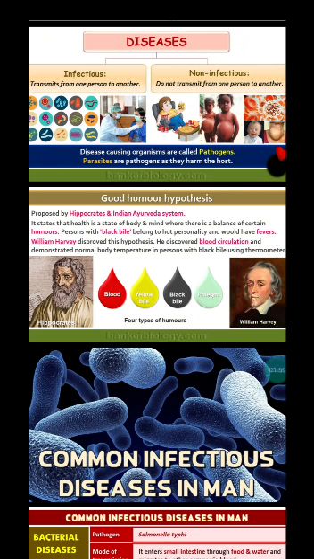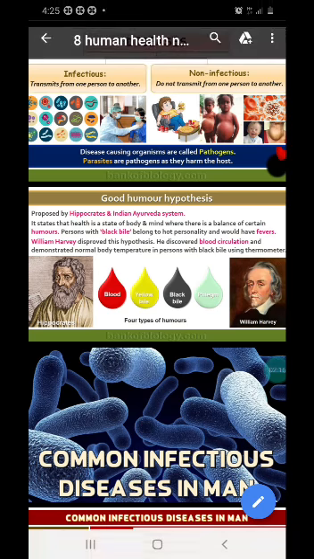Now, how are infectious diseases caused? They are caused by pathogens. Who are pathogens, children? The disease-causing organisms are called pathogens. And parasites are pathogens as they harm the host.